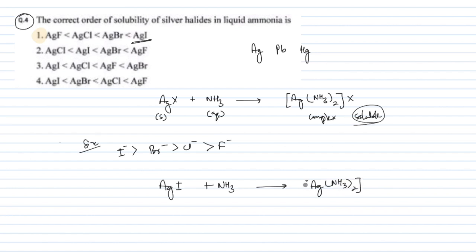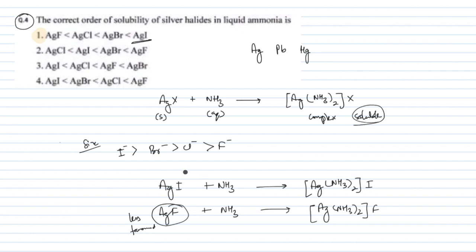It is much easier to form this compared to if I have AgF and I treat it with ammonia. In that case I will have [Ag(NH3)2]F. So the dissociation of this bond over here is less favored, because fluorine being more electronegative and smaller in size is going to stick to the silver very strongly. So that is going to make the formation of this soluble complex less favorable compared to this.